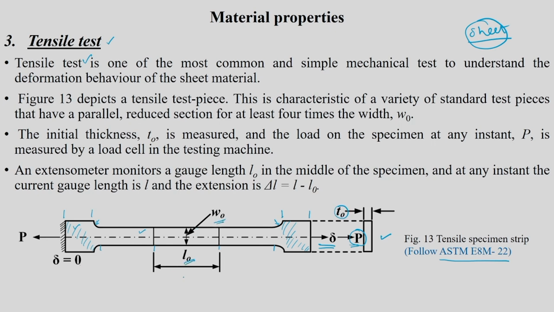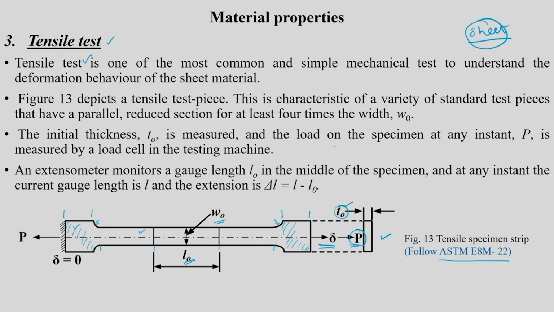This L0 is a reference length that we are picking up. It is generally called the gauge length. Another dimension you have is T0 here, which is the initial thickness. This is a characteristic of a variety of standard test pieces that have a parallel reduced section for at least 4 times the width W0, but there are standards meant for that.